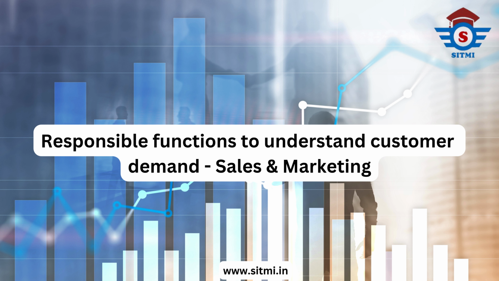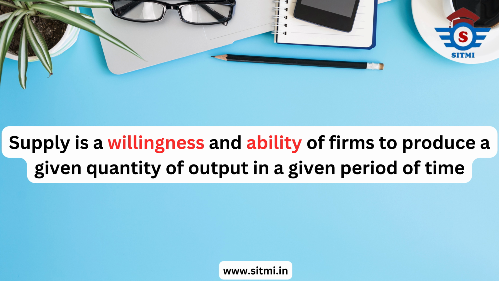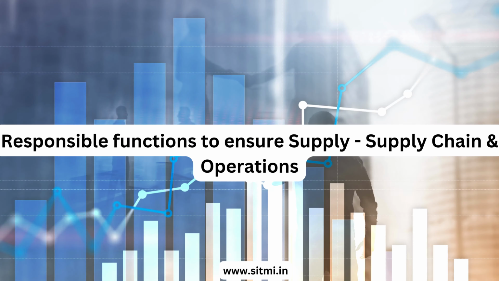Now on the other side, let's understand what is supply. Supply is the willingness and ability of firms to produce a given quantity in a given period of time. So it is simply the willingness and ability, or capacity, of a particular firm to produce a given quantity in a given period of time. It is the willingness of the supplier or seller, as well as the ability or capability of the seller. Now, what are the key functions helping to create this supply? Basically, operations, production and supply chain departments are responsible for creating supply against demand.